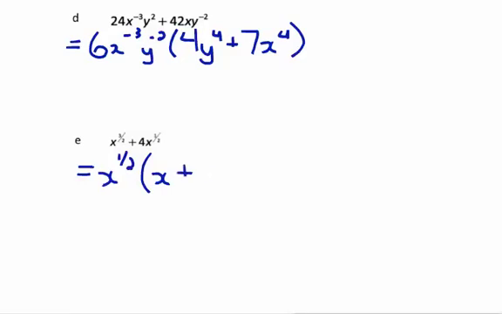Second term, we had no coefficient that we took out, so the 4 stays as is. We took out x to the 1/2 from x to the 1/2. They cancel each other out. All we have left is 4.